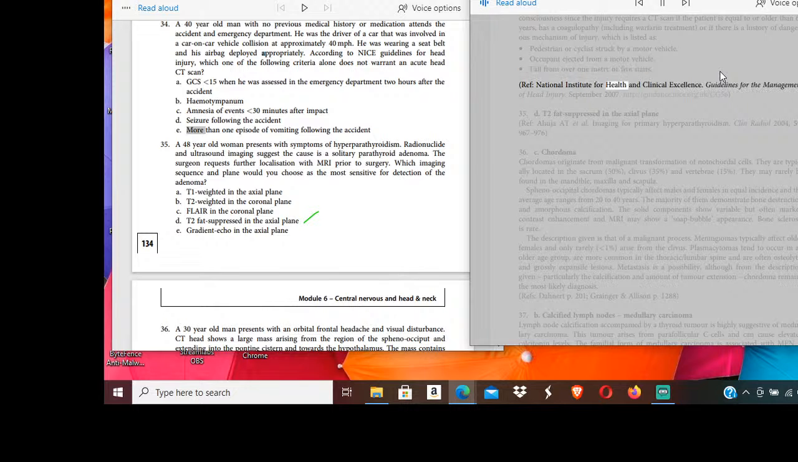Ref. National Institute for Health and Clinical Excellence. Guidelines for the Management of Head Injury. September 2007.